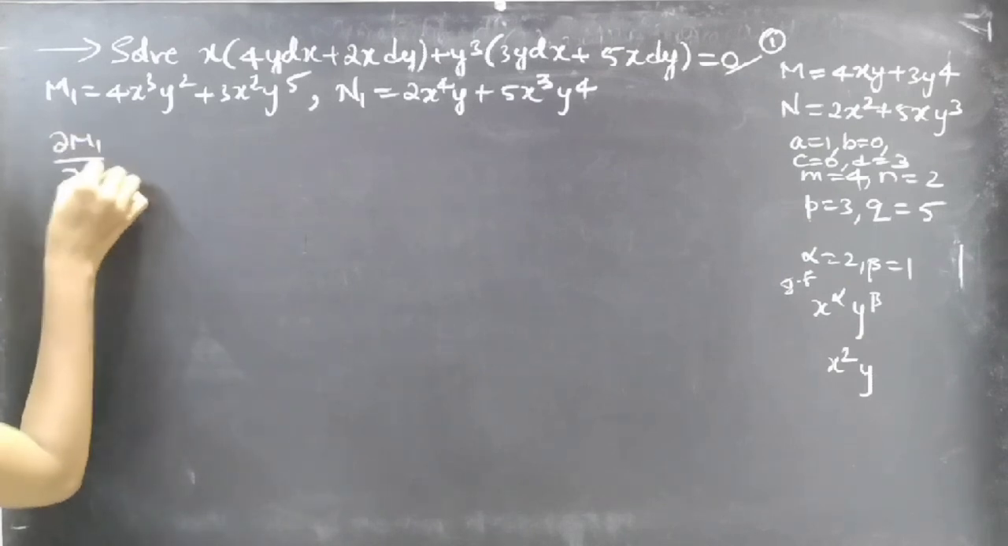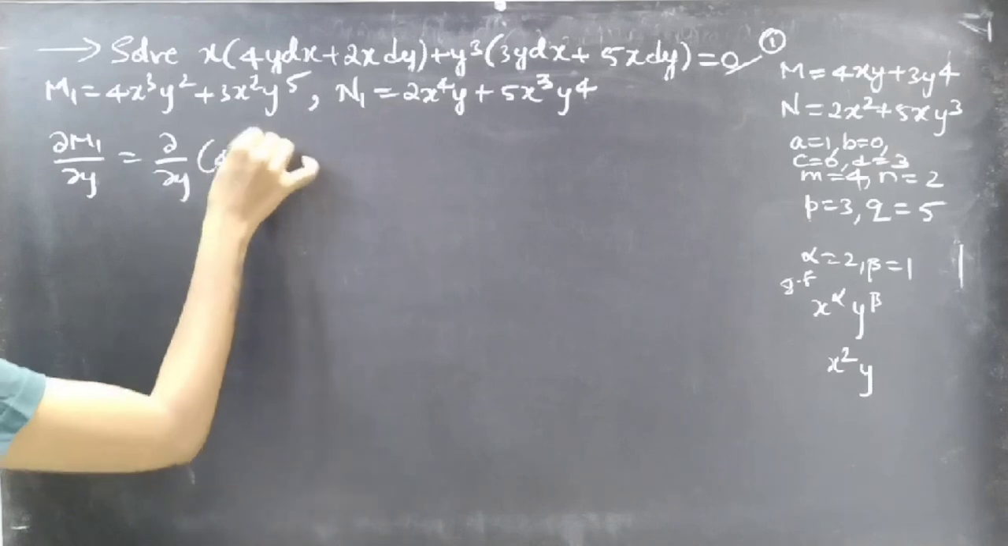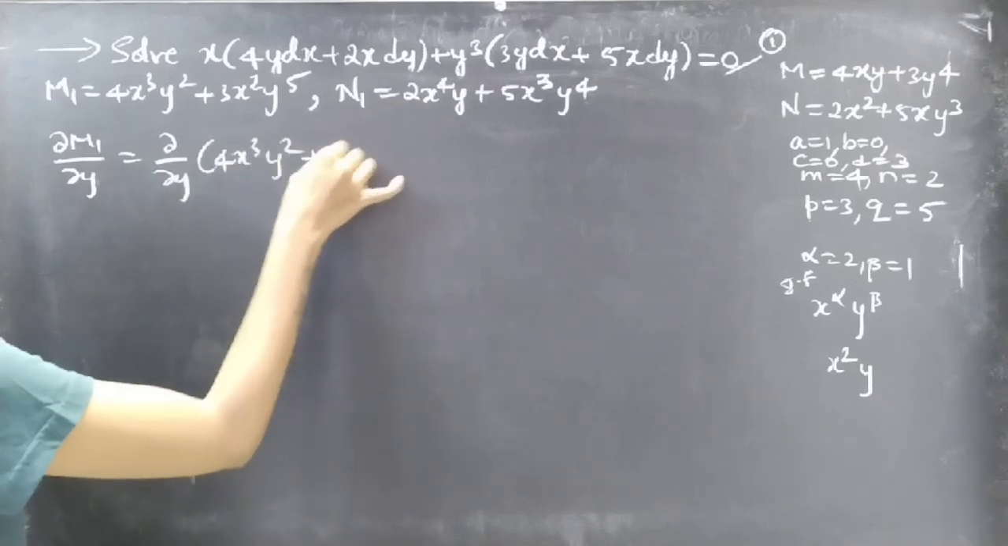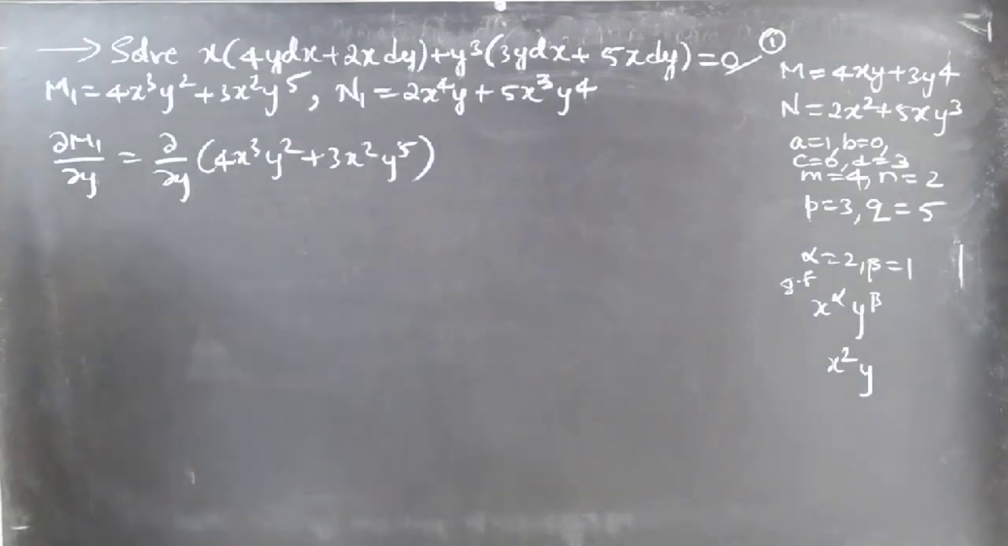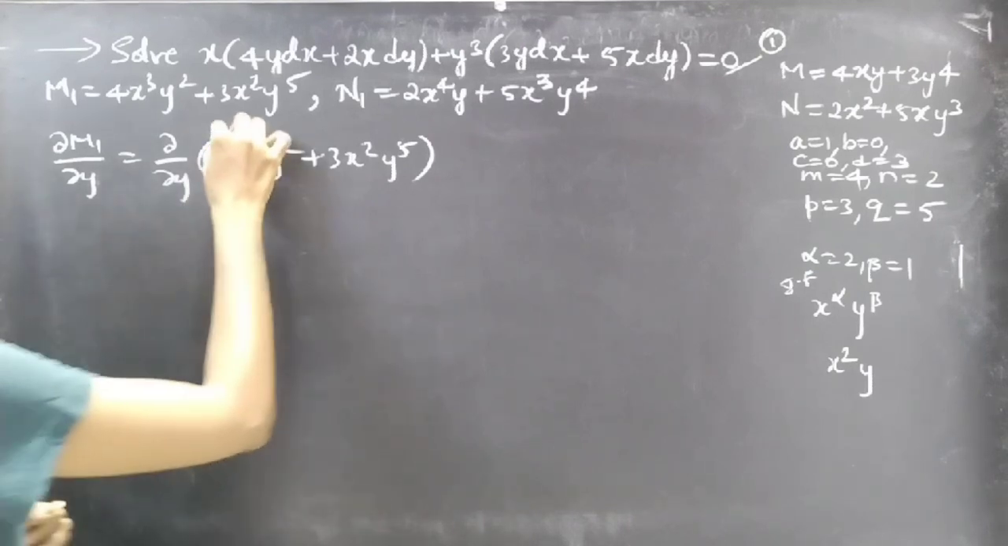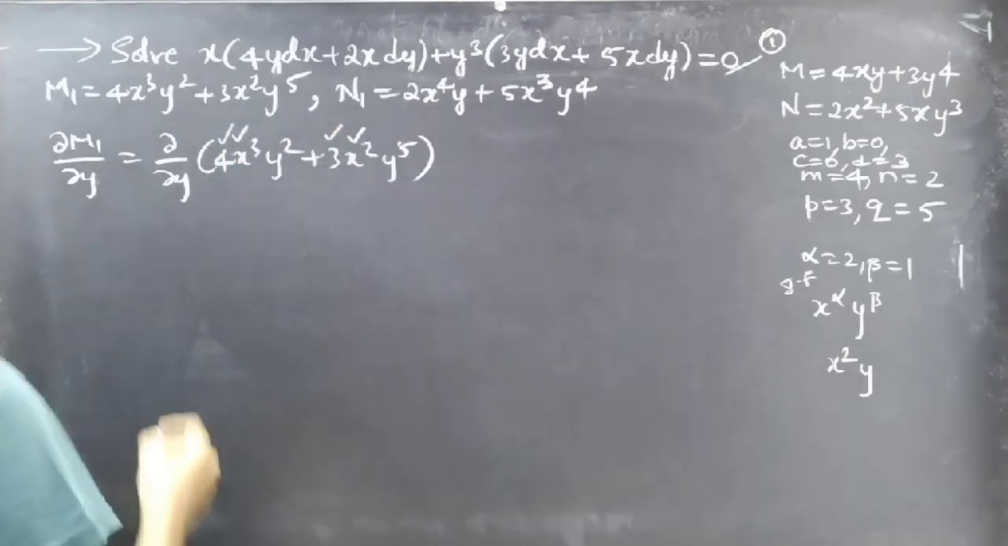Partial derivative of m1 with respect to y. We have m1 = 4x cube y square plus 3x square y power 5. Here we are finding the partial derivative with respect to y, so x is treated as constant. In the first term, 4x cube is constant. In the second term, 3x square is constant, right?